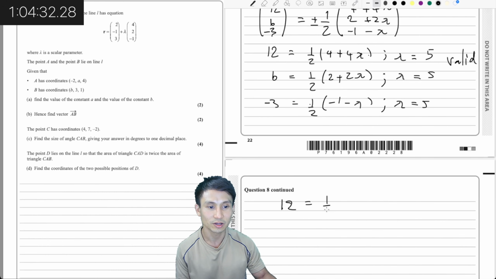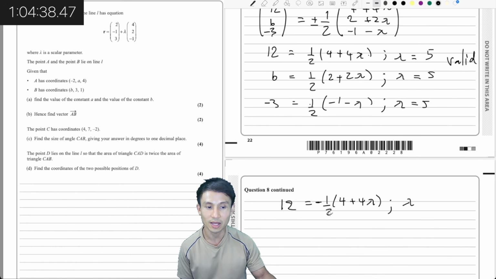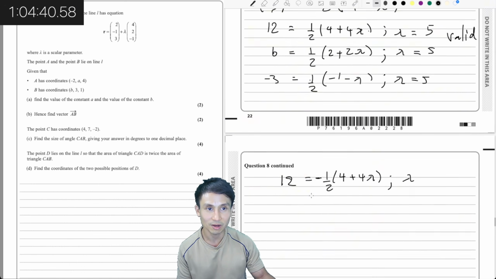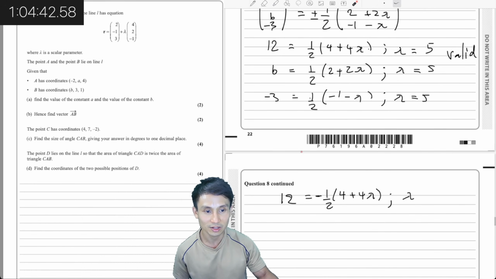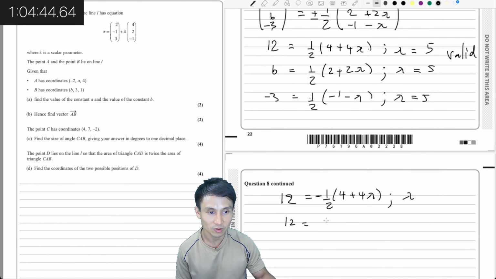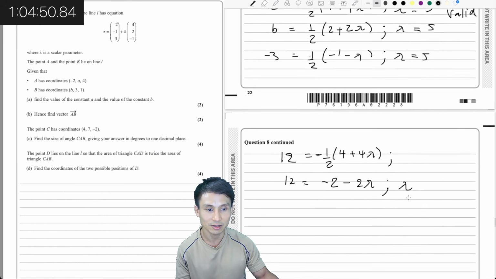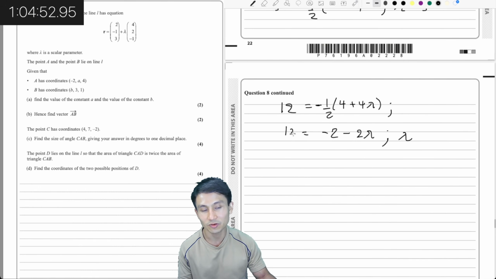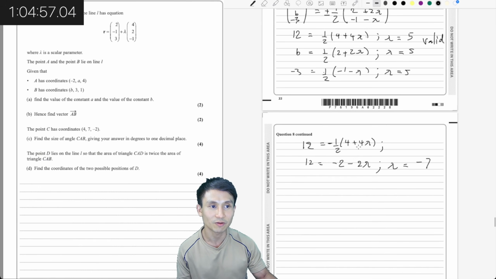So also 12 equals 1 over 2 minus 1 over 2, 4 plus 4 lambda here. So what lambda do you get? So you multiply 2 here, you get minus 24. Oh, wait, hang on. I can do just 12 equals minus 2 lambda, right? I can do that. That's probably easier. So minus 2 plus on both sides, we get 14, and that would be minus 7. And that should be the same for all.